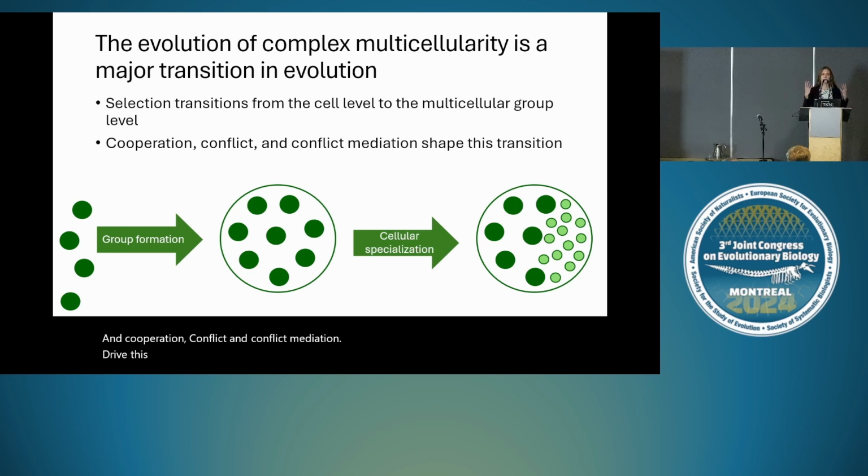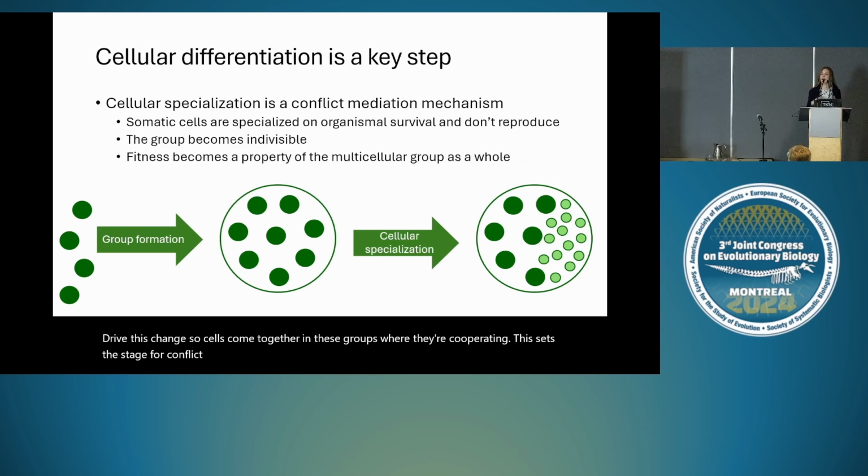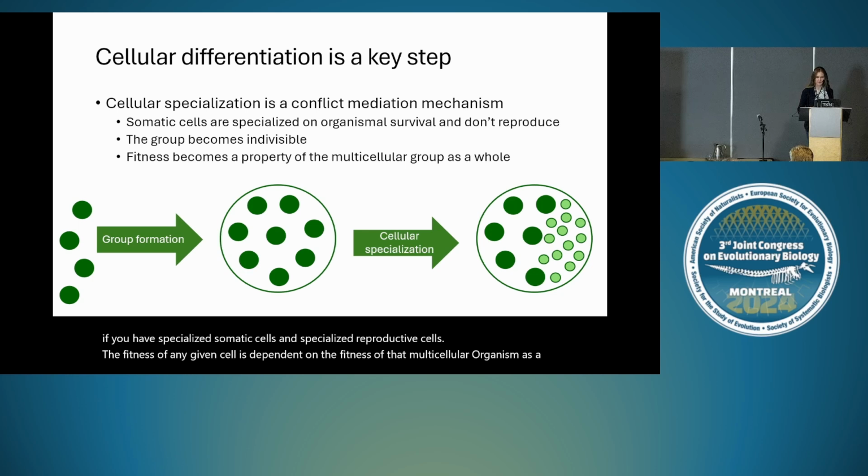So cells come together in these groups where they're cooperating. This sets the stage for conflict, and conflict mediation mechanisms then evolve that stabilize that group. An important example of a conflict mediation mechanism that's key to the evolution of multicellularity is that of cellular specialization. Specifically, if you think about somatic cells, they're specialized on the survival of that organism as a whole, and they don't reproduce. So if you have specialized somatic cells and specialized reproductive cells, the fitness of any given cell is dependent on the fitness of that multicellular organism as a whole.